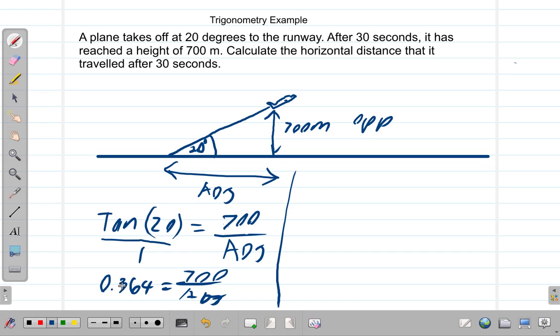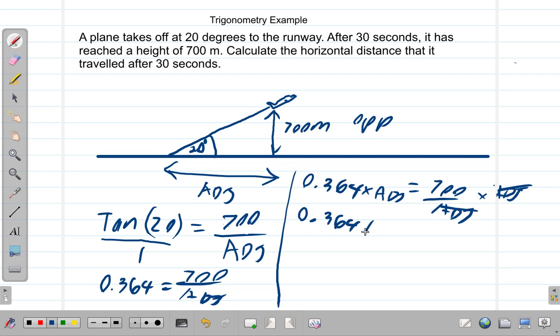If you have 0.364 equals 700 over adjacent, you multiply both sides by the adjacent. When you multiply both sides by adjacent, you multiply this by adjacent and you multiply this by adjacent. But guess what? Adjacent cancels adjacent. So what you have is 0.364 times adjacent equals 700.